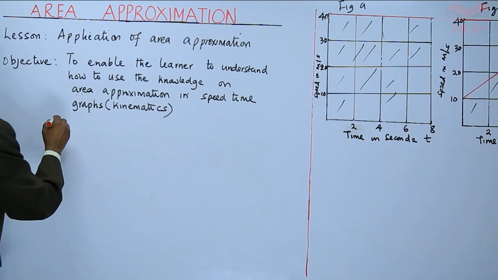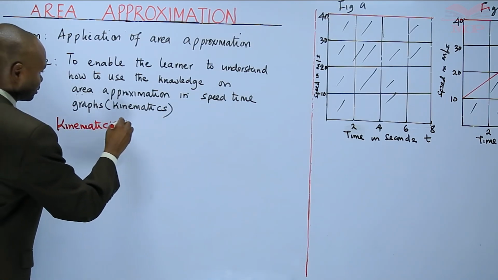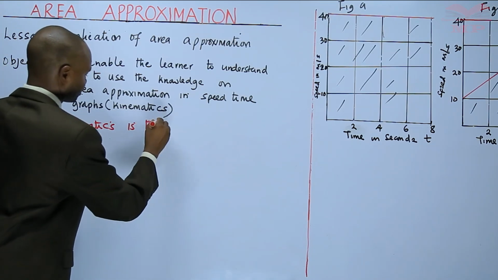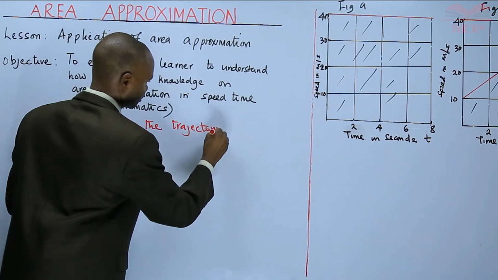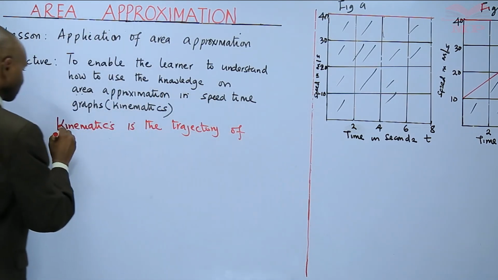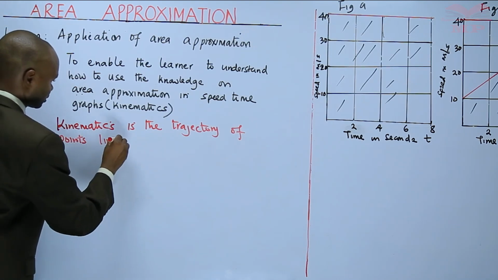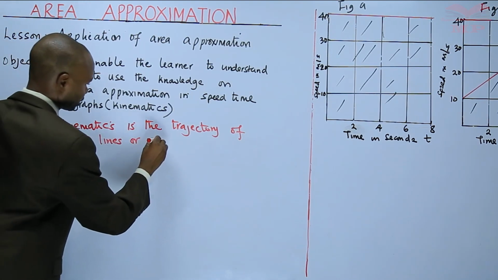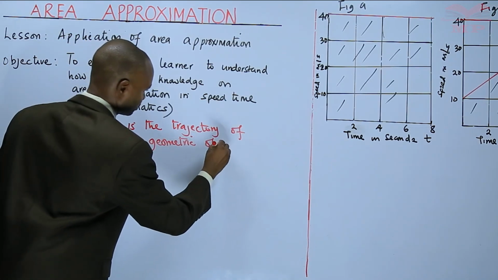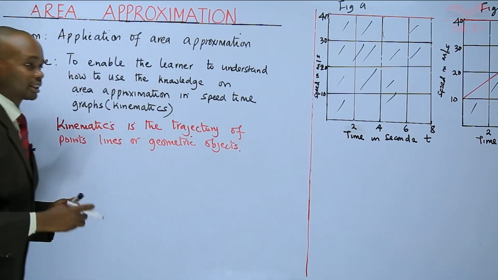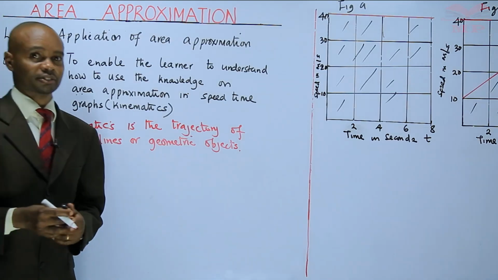So kinematics is the trajectory of points, lines, or geometric objects. To make the task simpler, we shall just go to the speed time graphs.